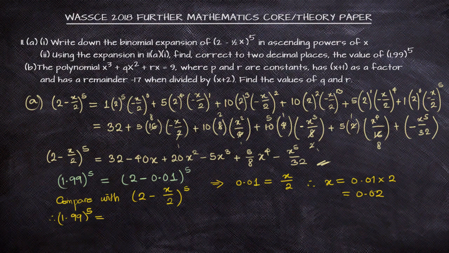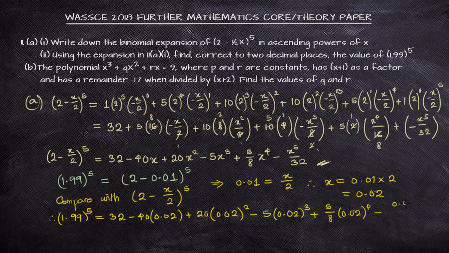of 0.02. So we are going to be having, the first entry is 32 minus 40 multiplied by 0.02 plus 20 multiplied by 0.02 raised to power 2 minus 5 multiplied by 0.02 raised to power 3 plus 5 over 8 multiplied by 0.02 raised to power 4 minus 0.02 raised to power 5 divided by 32. Now, for the observant students, the higher powers of 0.02 will tend to give us quite negligible numbers.